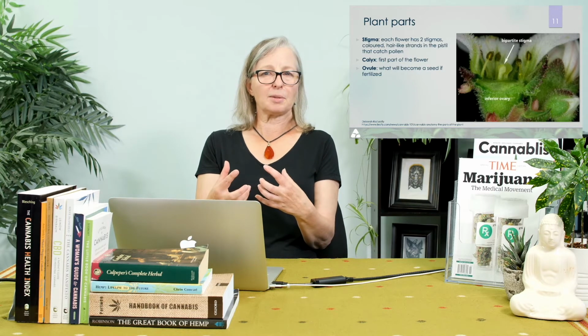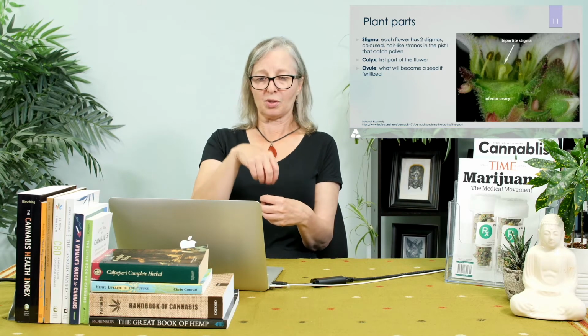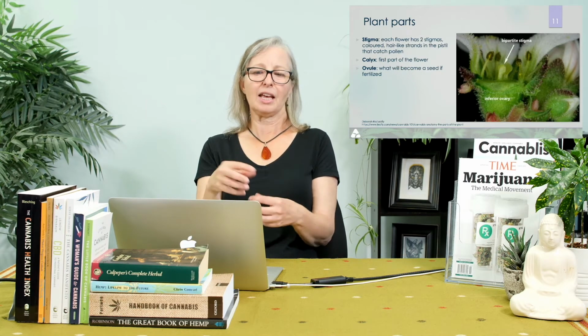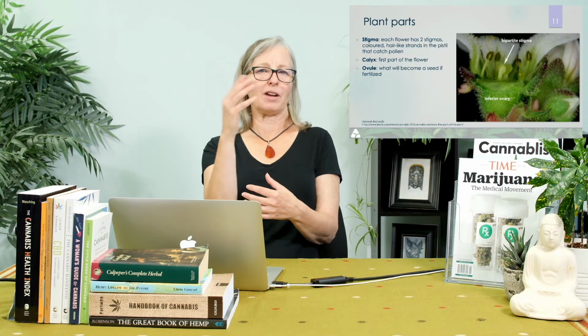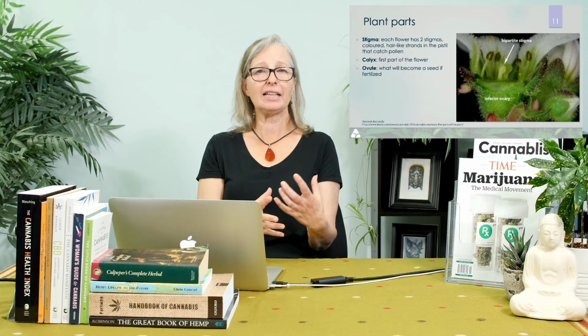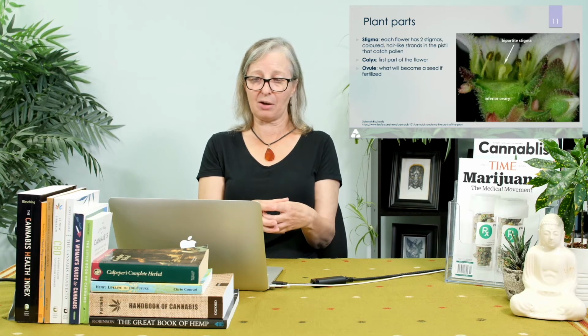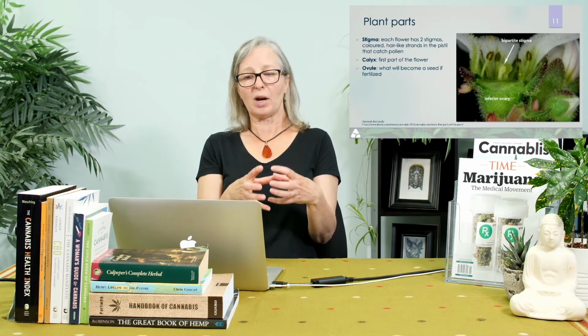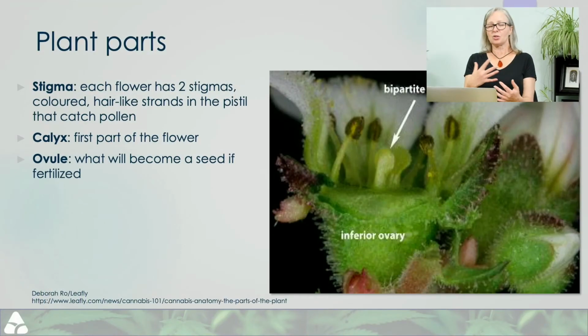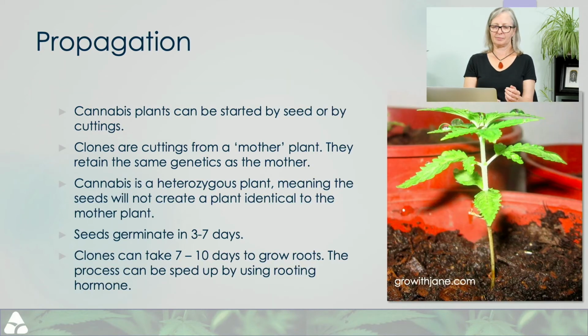If your cannabis plant was to be pollinated, those stigmas are what will catch the pollen. If that pollen was blowing in the wind, those stigmas will wave around and pick up the pollen as it goes past the plant. The calyx is what we call the very first part of the flower, and then the ovule is what will eventually become a seed if that plant gets fertilized. Usually when we're growing cannabis for medicinal sale, we don't want that female plant to be fertilized.